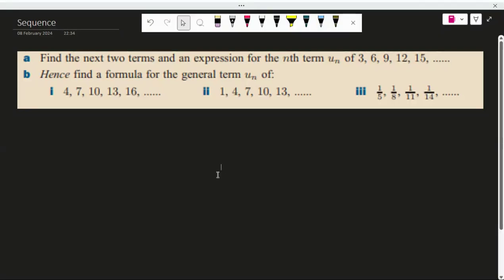Find the next two terms and an expression for the nth term un of 3, 6, 9, 12, 15. And in the second part, hence find a formula for the general term un of the given sequences. Okay, so first part, you tell me, Rajveer.